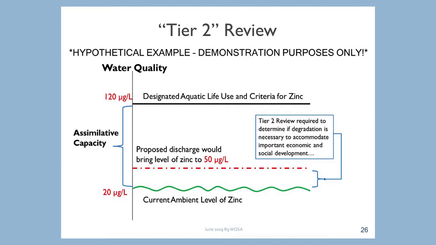So you would do an alternatives analysis to determine whether or not the degradation is necessary, and you would evaluate whether or not it's important for socioeconomic development for Luis's Widget Factory to use up that 30 micrograms per liter. And part of that socioeconomic evaluation can be, for example, your climate change considerations.